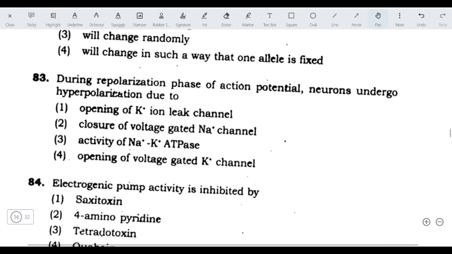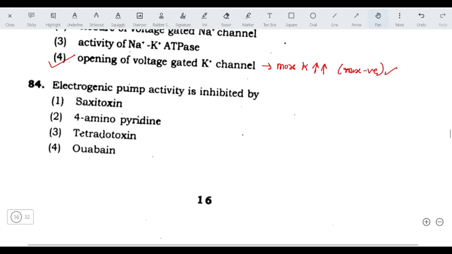During the repolarization phase, the neuron undergoes hyperpolarization due to the opening of its potassium channels. Okay, so more potassium ions can flow outside, and the inside will become negative. Its electrogenic pump activity is inhibited. The answer is away. Electrogenic pump is the sodium potassium ATPase.